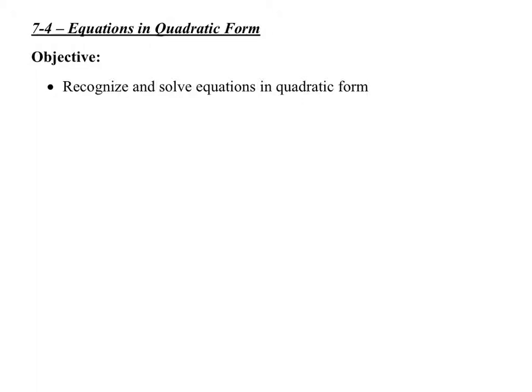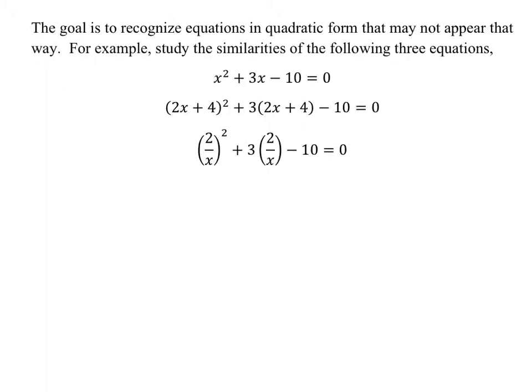Alright. So what we're doing in 7.4 is we're taking a look at equations that are in quadratic form that may not be necessarily obvious. So we're going to recognize the quadratic nature of the equation and solve it as a quadratic, even though it doesn't necessarily look like a quadratic. Okay, even though it doesn't look like one. Alright, so let's take a look at this first example of what I'm getting at.